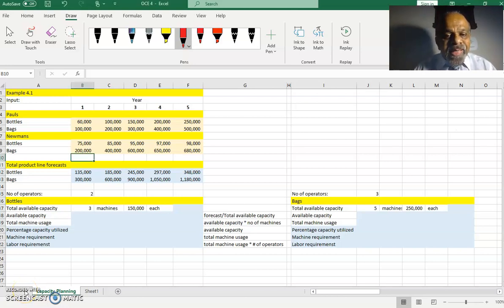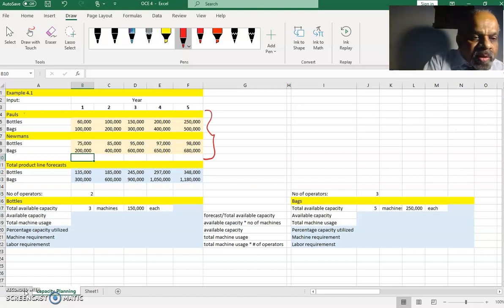Okay, let's take an example. We have a company who is making bottles and bags. And this company is planning to make 60,000 bottles and 100,000 bags for one process, which is Paul's.